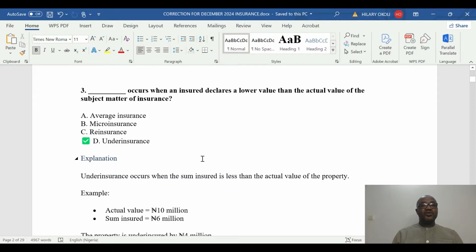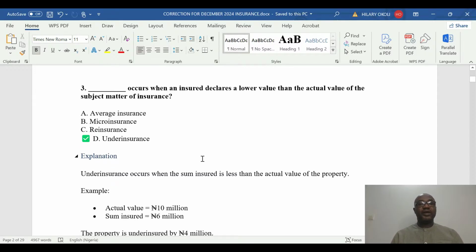So let's look at the next question. It says dash occurs when an insured declares a lower value than the actual value of the subject matter of insurance. It's called underinsurance. Of course, you are seeing that the question says a lower value. So because it's a lower value, underinsurance could come to mind. If you're not too sure, like I said before, sometimes read the question very well and do some thinking, because we are all practitioners. So when you think, something will come to your mind with respect to the options you are seeing before you.